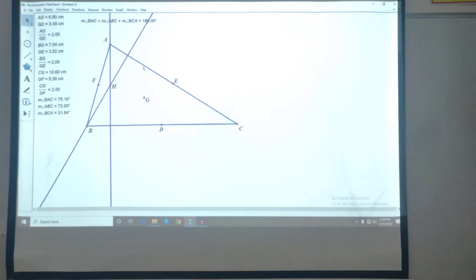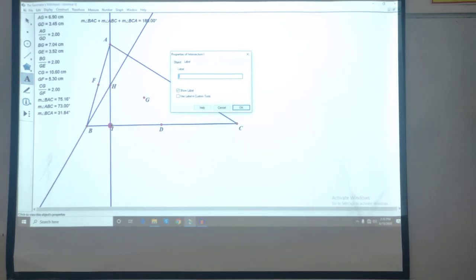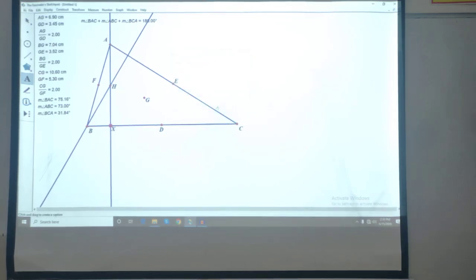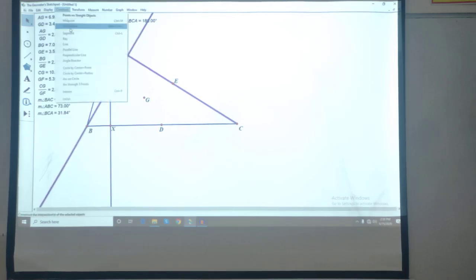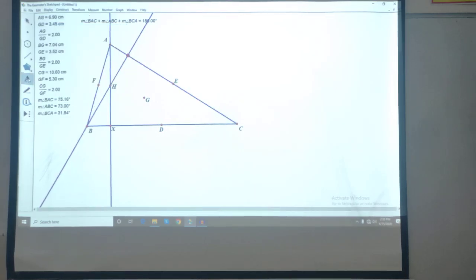For your convenience, let us mark this point. As per my convenience, I can choose any other point, so I am choosing this point as X. That is, AX is perpendicular to BC. Now I am taking the intersection of these two lines. We can go to construct and select the intersection. Now I am naming this point as capital Y, so that we can know that in triangle ABC, AX and BY are the altitudes and their point of intersection is H.